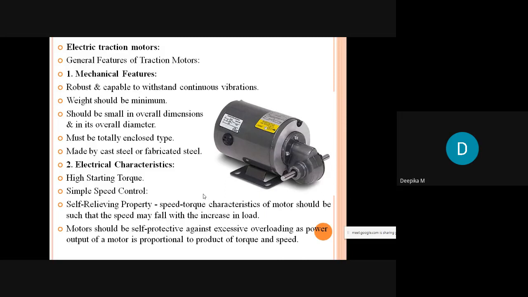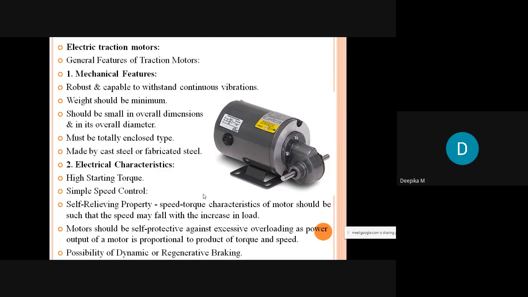As I told you, if the torque is increasing, that is, if the load is increasing, then the speed should reduce. So that is called the self-relieving property. Therefore, the motor should also be protected from overload conditions, because the power output is proportional to the torque and speed. Hence, the power output may also increase. So it should be protected against the overload condition.